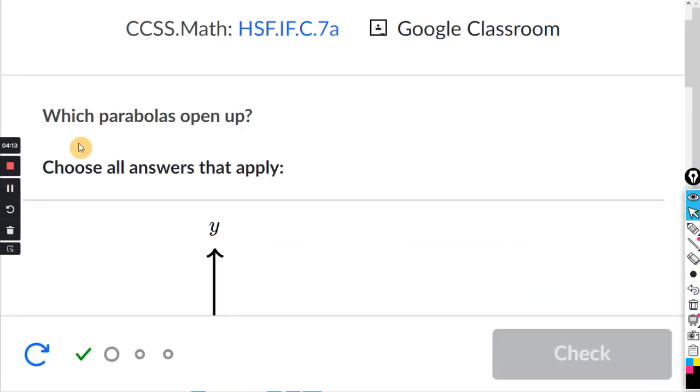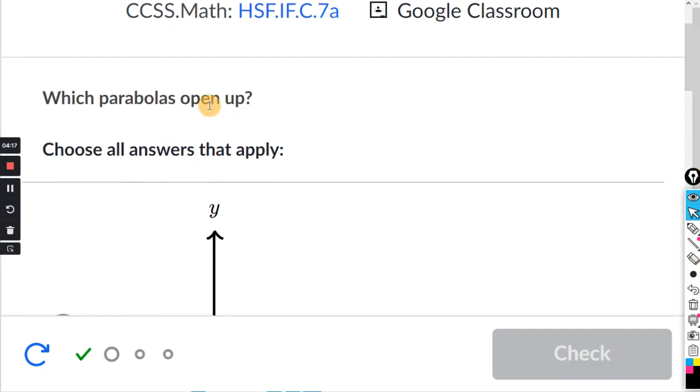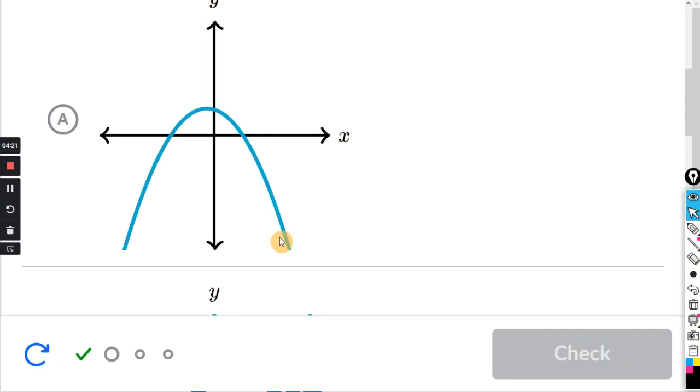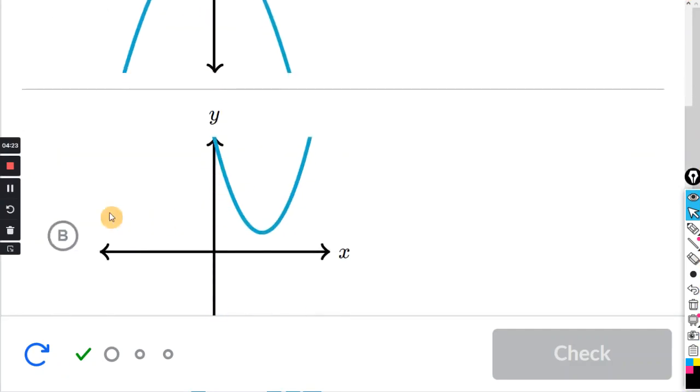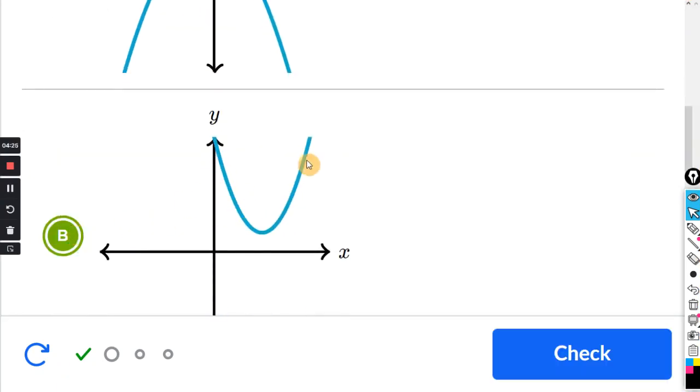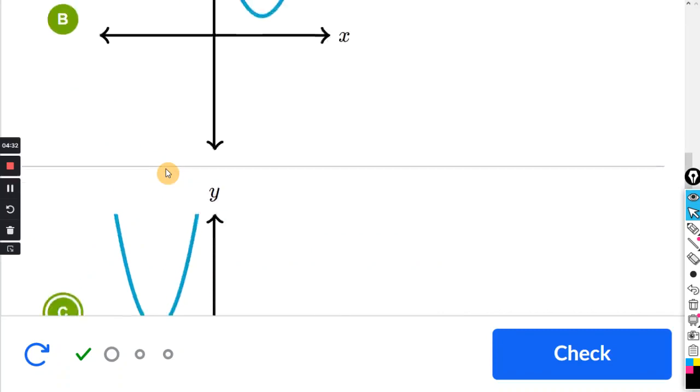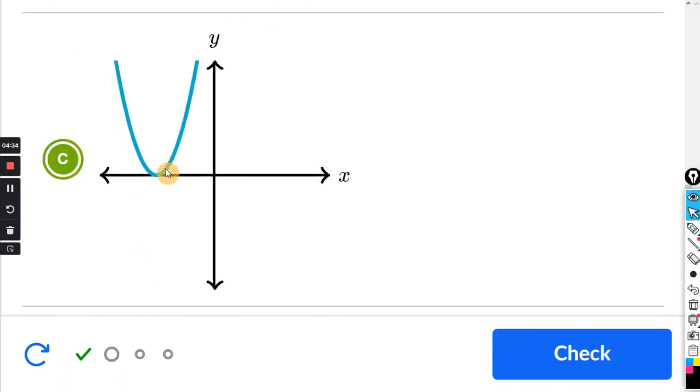Easy one here. Which parabolas open up? Choose all answers that apply. So we're looking for the ones that open up. This one clearly opens down. Answer B, that one definitely opens up. Answer C, up. And that's it. So it's both B and C. There might be more than one answer for these.